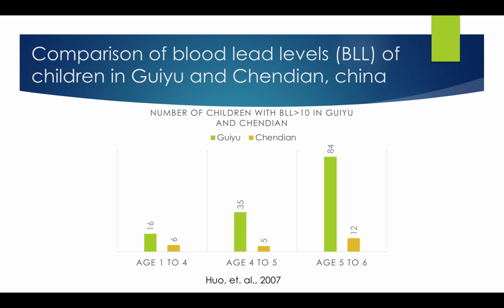Children in Xinjiang villages are in the yellow color, and Guiyu is in the green color. And we can see the dramatic difference in the concentration of the blood lead levels.